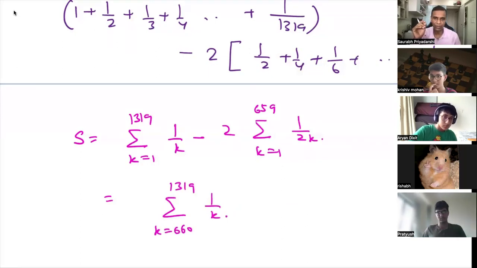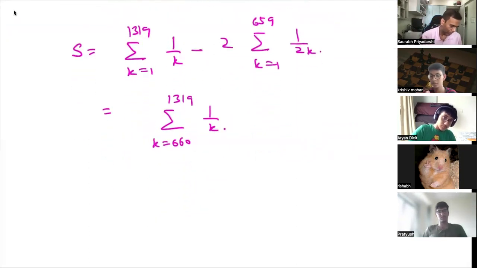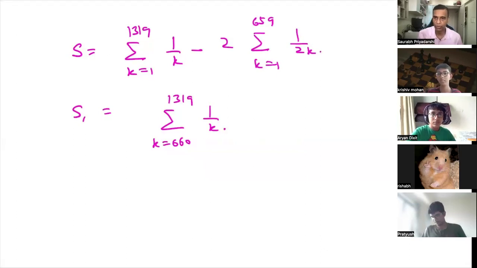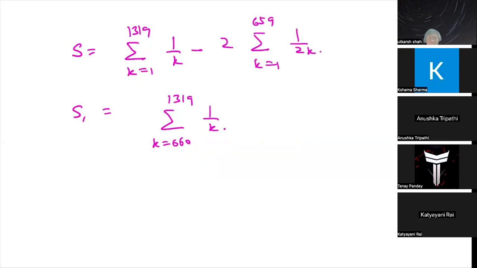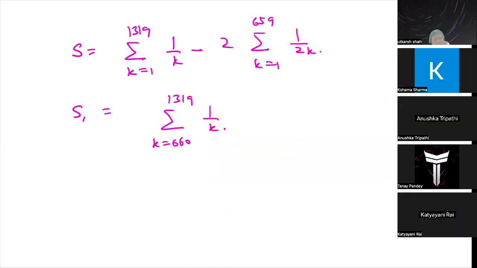After this point, now, this is S1. Is this okay now? Aryan, this is okay? Pratyush, yes. Anushka, okay, beta. Yes, sir.